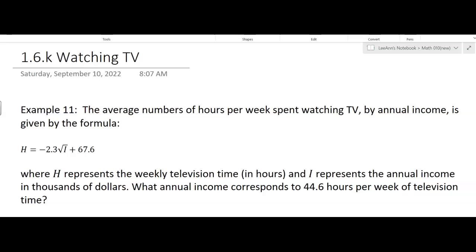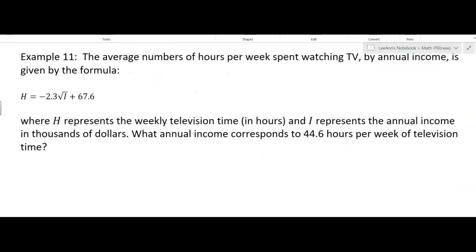So this example 11 is in the textbook, and they have a graph that goes with it. I didn't think we needed the graph for the problem, so I didn't include it here. They take up a lot of space.